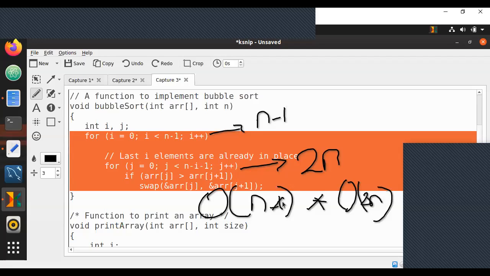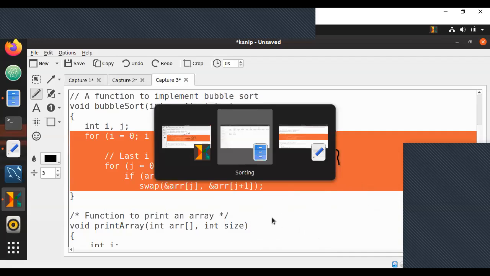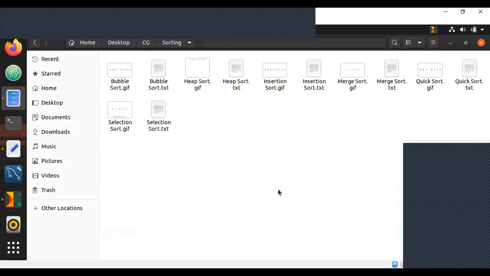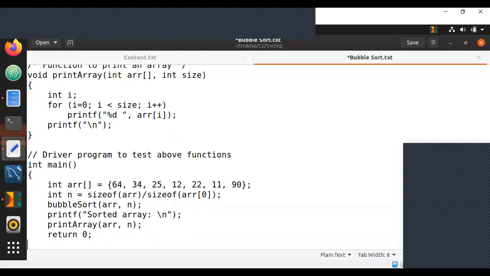Now n minus 1, I can say it is almost equal to n. 2n also I can say it is almost equal to n. Big O of n into big O of n, I'm getting big O of n square. So that is your worst time complexity when it comes to bubble sort. So I'll just write it over here in the document that we have.